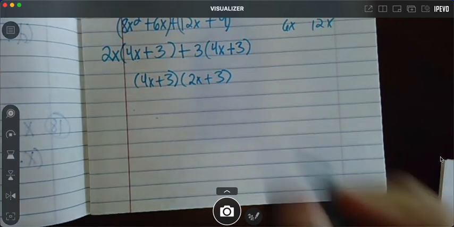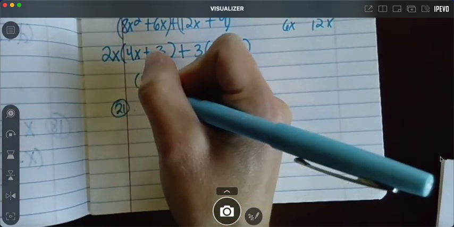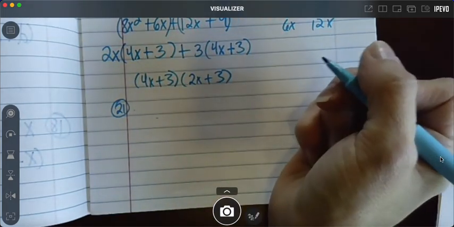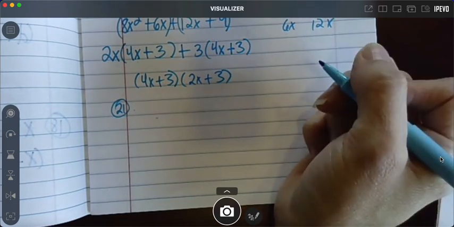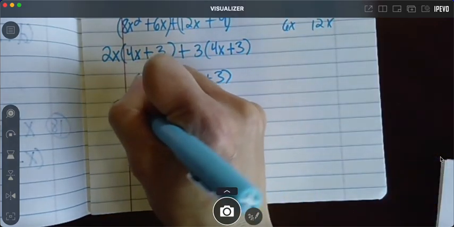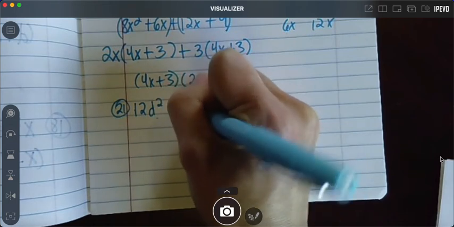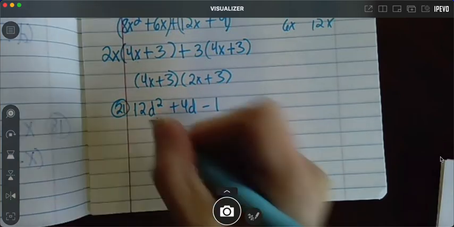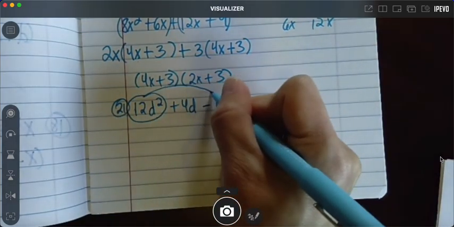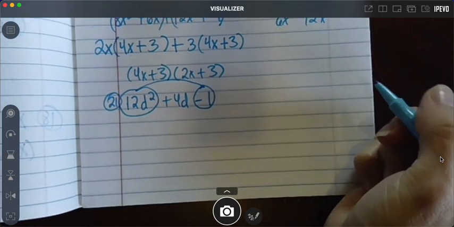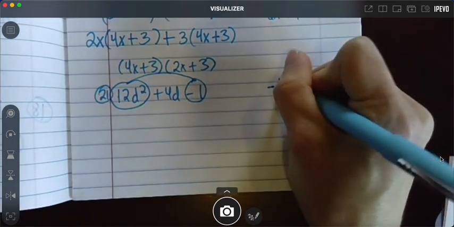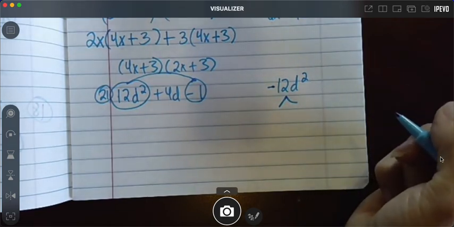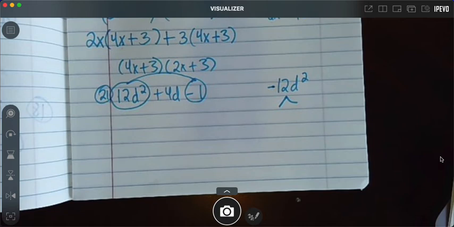Number 21. 12d squared plus 4d minus 1. Do I have a number out front? Yes. So I have to multiply this times this. And what is that going to be? Negative 12d squared. What times what? Wait, can I write this down? Yep. Okay, I'll wait a second. Let me let y'all write that down.